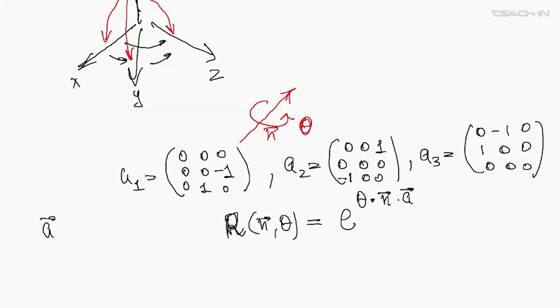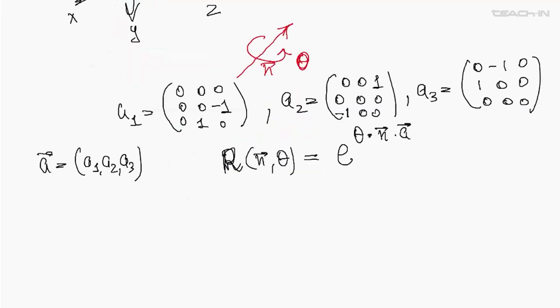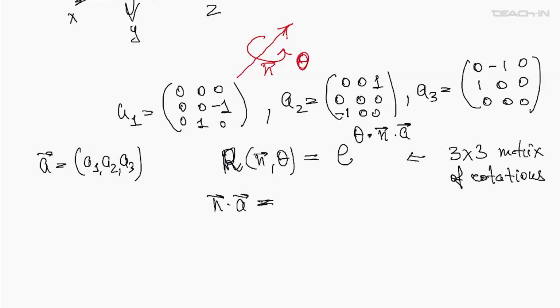So R, depending on n and theta, is a 3 by 3 matrix of rotations specified by the direction n and the angle theta. You can compute this matrix quite explicitly. In fact, this scalar product n multiplied by A, you can write it as minus epsilon with components ij, because you deal with matrices here.